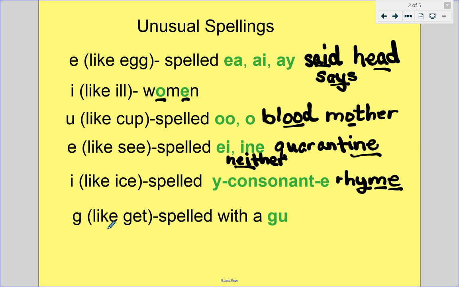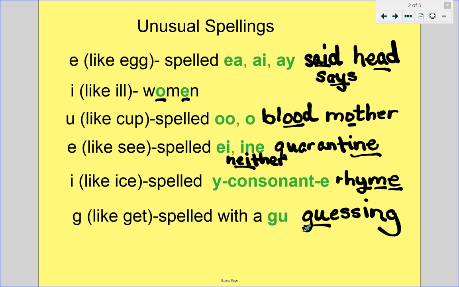And then finally, we have the G sound, but it's going to be spelled with the G-U. So if I have a word like goat, that doesn't count because it's not G-U. We want a word that's spelled with G-U. So we might have guessing. And in that case, the G sound is made with the GU.